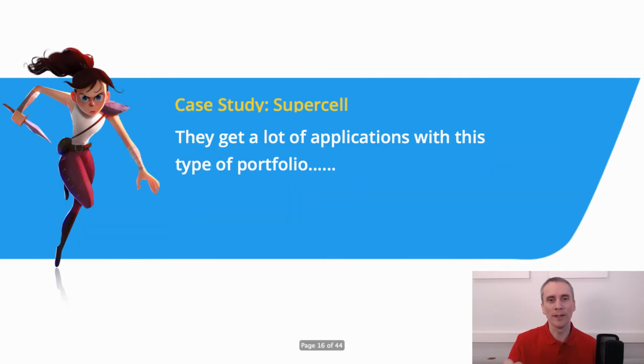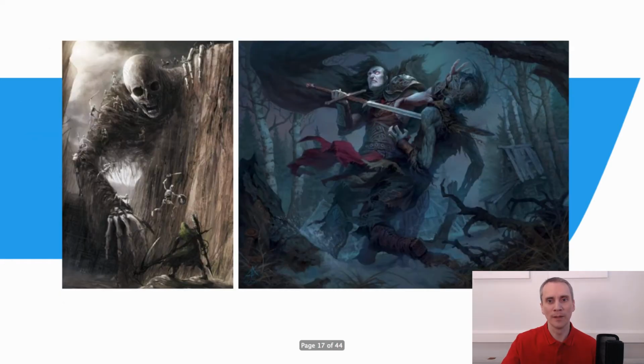Let's move on and have a talk about the company Supercell. Now, Supercell is a very successful mobile games company, one of the most successful in the world. And for game graphics, they get a lot of applications looking for game artist positions with examples in their portfolio like these. So again, this is really mistargeting: sending horror images or dark fantasy to a company that won't be looking for that.